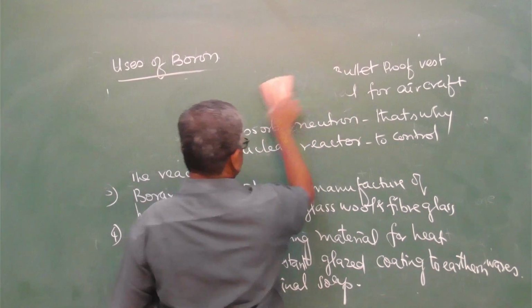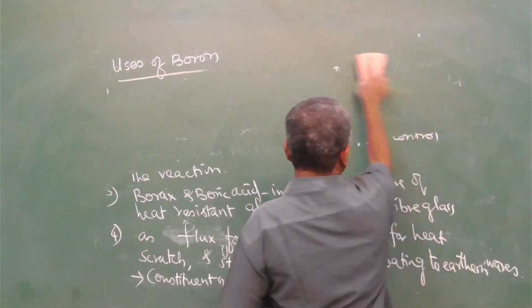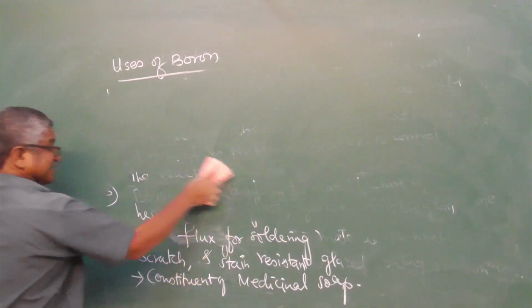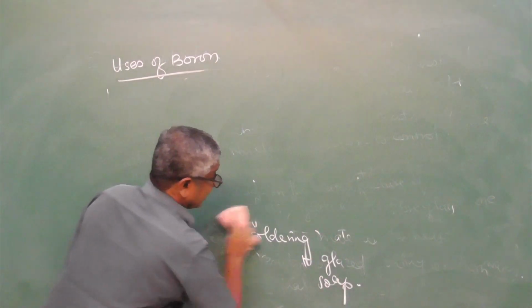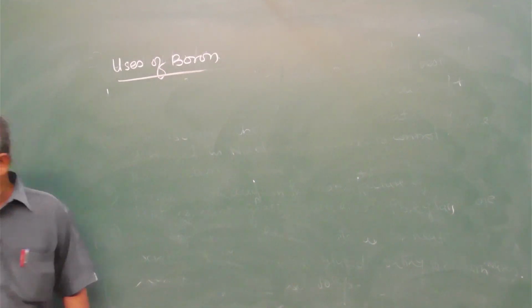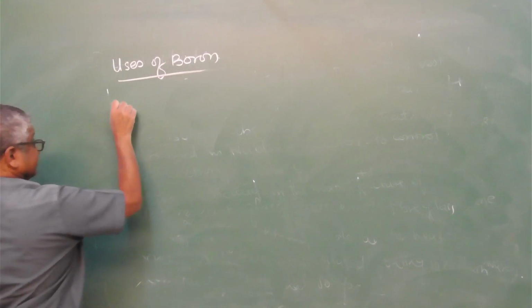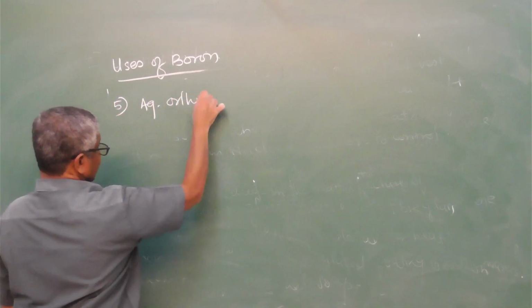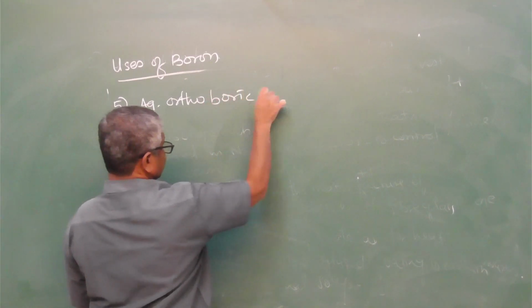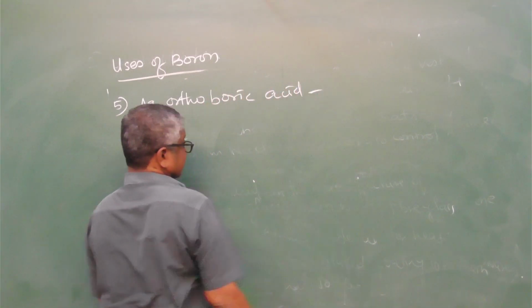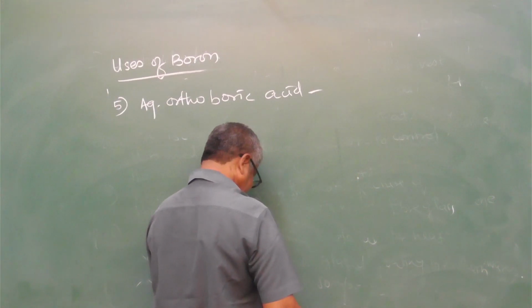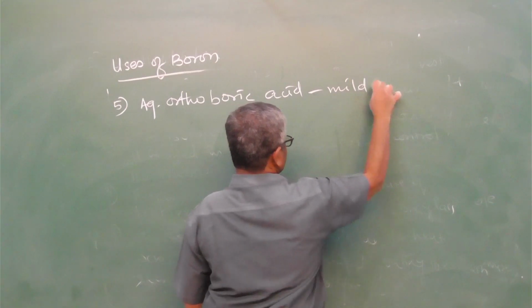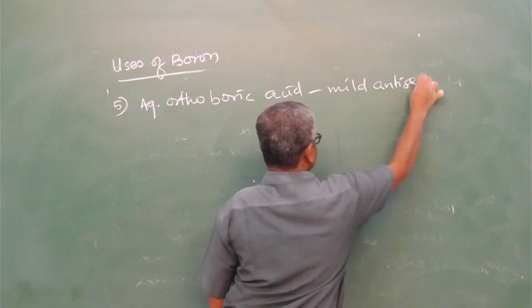Aqueous orthoboric acid is used as an antiseptic. This we have already seen earlier. Aqueous orthoboric acid is used as a mild antiseptic.